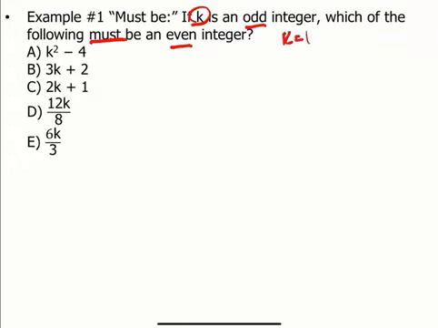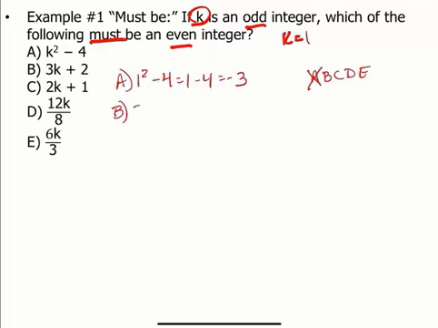We're going to plug that into each of the answer choices. Let's get started. A. k squared minus 4, plug in 1, 1 squared minus 4, 1 minus 4 is negative 3. What do we need? We need must be an even integer. Is negative 3 an even integer? No, it is not. On your scratch paper, I recommend writing down letters A, B, C, D, and E. Since we want to eliminate 4, every time we get one wrong or one eliminated, we cross it off.